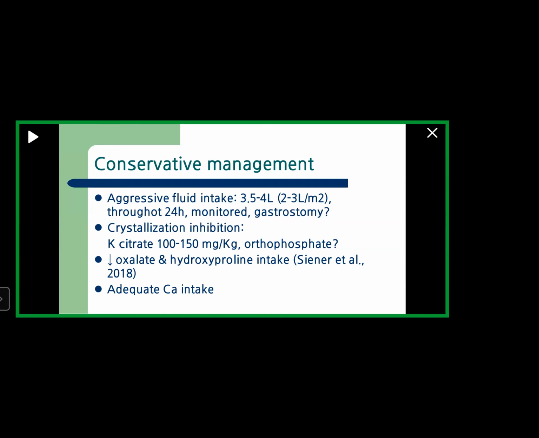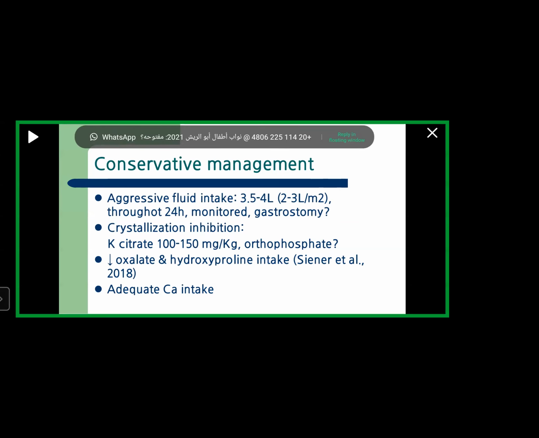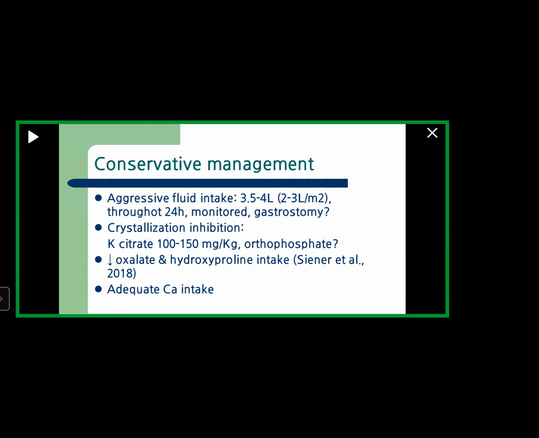Reduction of dietary oxalate and hydroxyproline intake. What we have been used to do is to say that primary hyperoxaluria, particularly type 1, the source is mainly endogenous, and modifying the diet will have little or no contribution to managing this. However, a relatively recent study in 2018 found that reducing or controlling oxalate and hydroxyproline intake could reduce urinary oxalate excretion by a significant amount, but that's not enough to avoid CKD progression.